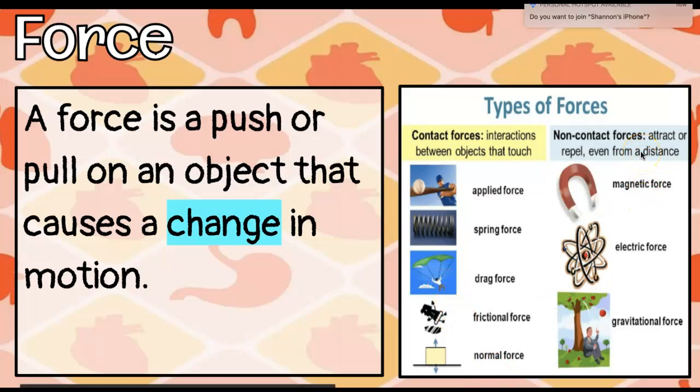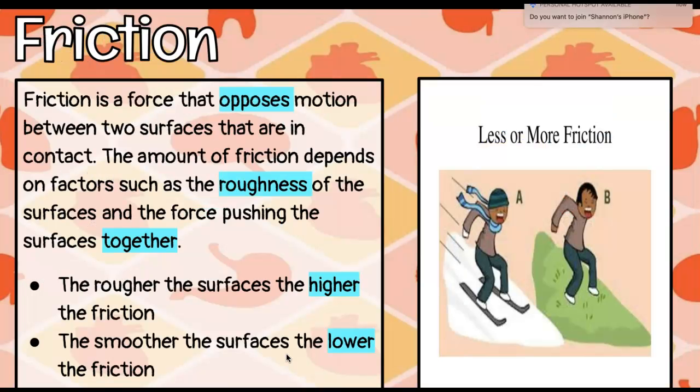There are also non-contact forces, and these are going to attract or repel. So these are definitely your magnets, right? Because magnets can pull things towards them or push things away. And then definitely gravity as well. Gravity automatically pulls things down, and that has no contact involved. So forces are pushes or pulls that can cause an object to change its motion.